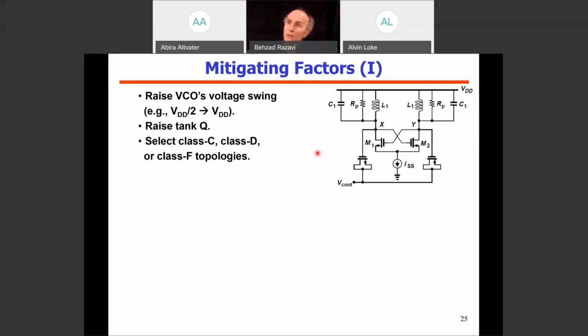And also, this simple oscillator topology is not necessarily the best in terms of figure of merit. We can look at class C, class D, or class F topologies that have better figures of merit and hence better trade-offs between the power consumption and their phase noise. So those can ameliorate the situation.